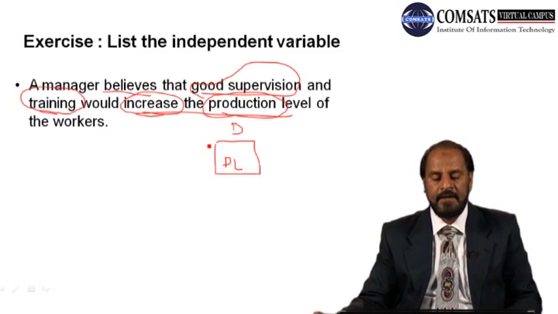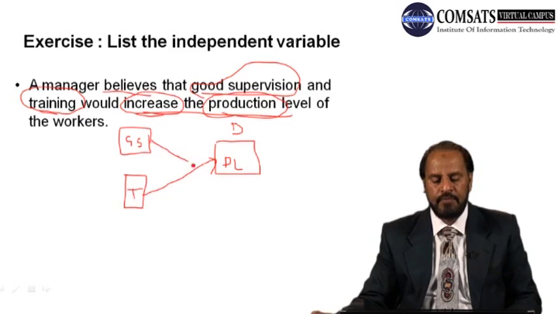which needs to be studied. By doing the literature review and so forth, and by observing, the authors, or the manager, have been able to identify that good supervision and training can improve the production level. So what they're trying to say is that by having good supervision and good training, which are both independent variables, the dependent variable, which is the production level, can be improved.